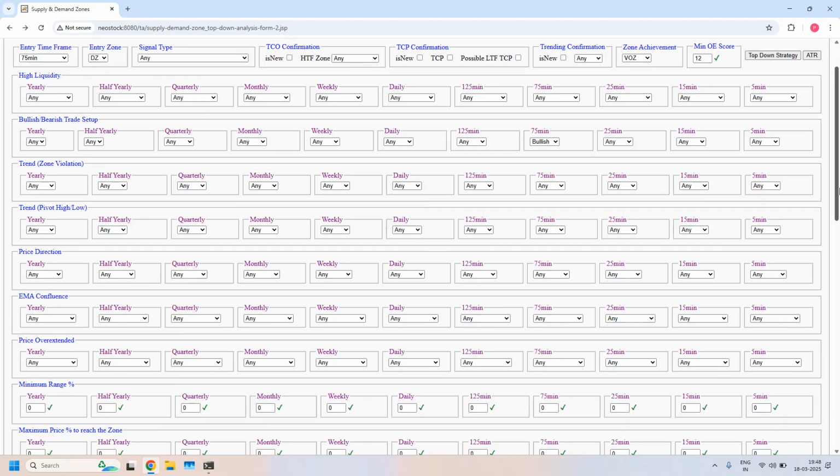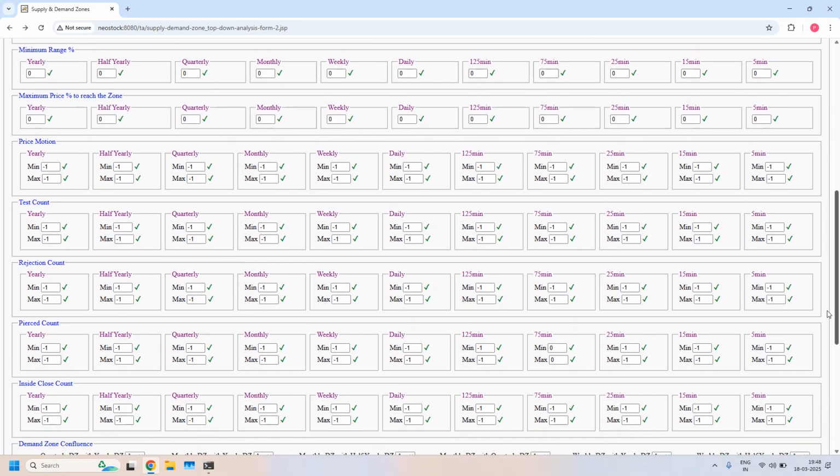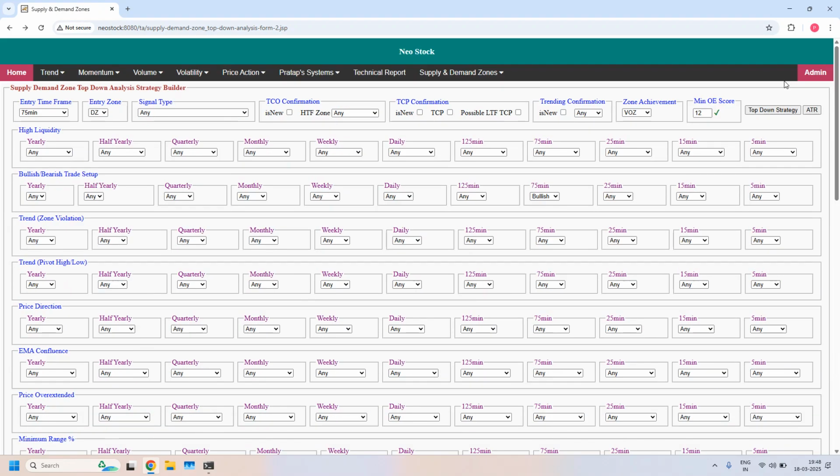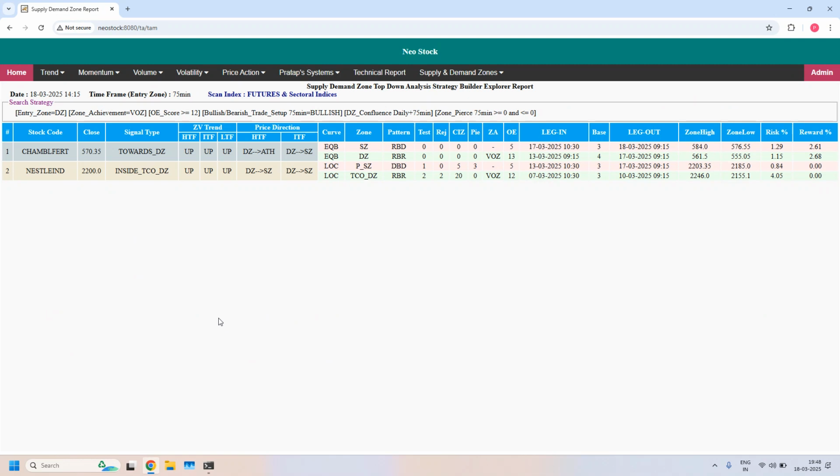LTF ITF demand zone confluence, that is 75 minutes and daily demand zone confluence. So I am enabling the filter. We got 2 stocks out of 4. So these 2 daily demand zones are having zone confluence, these 2 75 minutes demand zones.